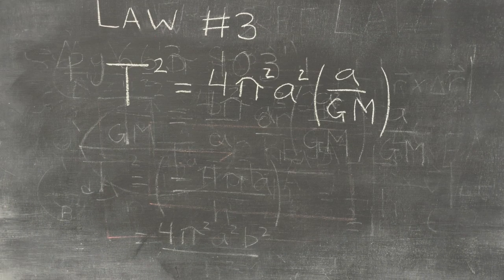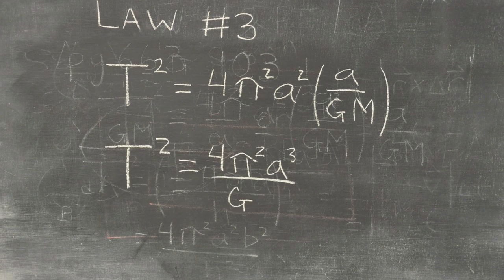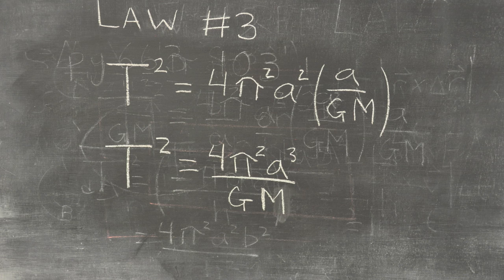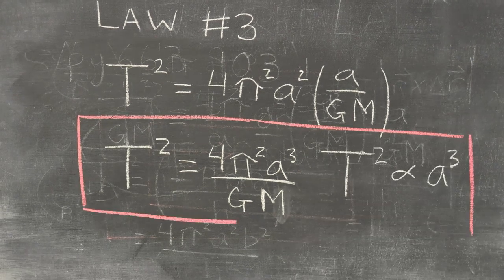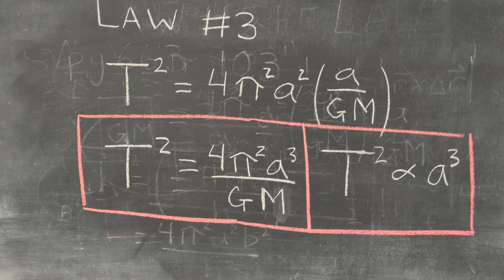This gives us T squared being equal to 4 pi squared a squared multiplied by a over GM. Simplifying this gives us an expression in which the period squared is equal to 4 pi squared by a cubed over GM. As 4 pi squared over GM will always be a constant, we have just proven the third law, that the period squared is directly proportional to the semi-major axis cubed.